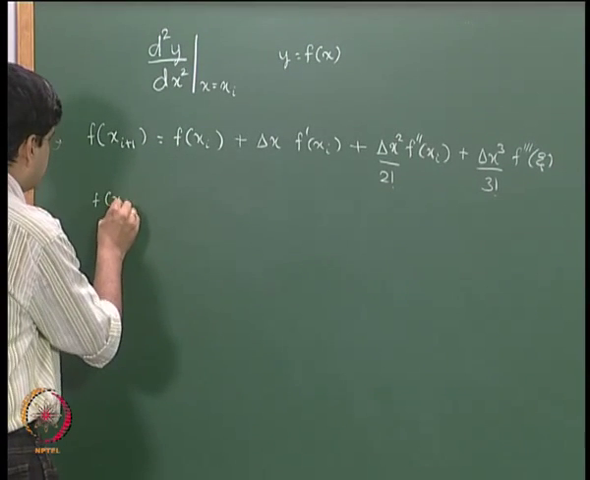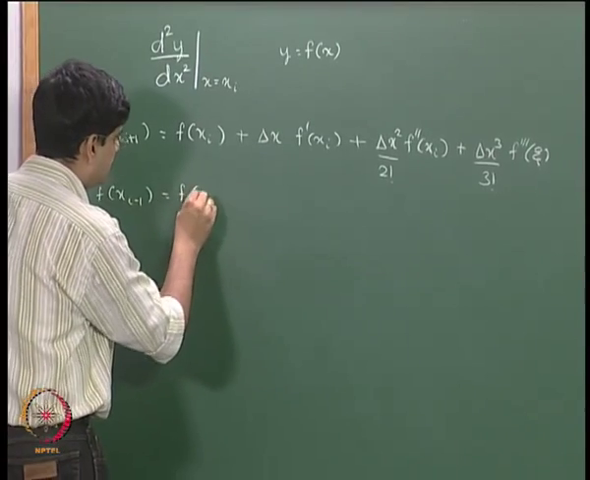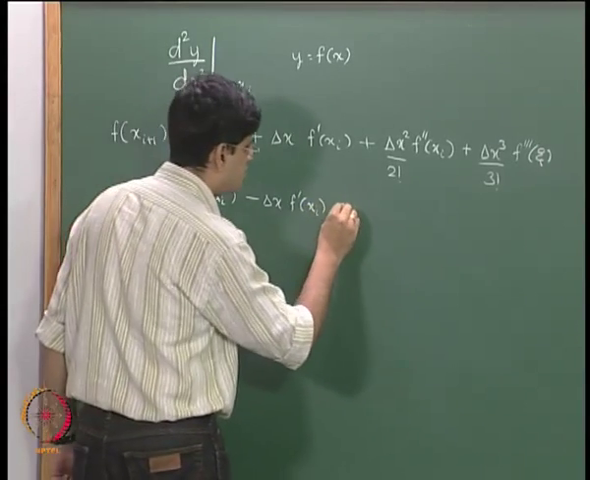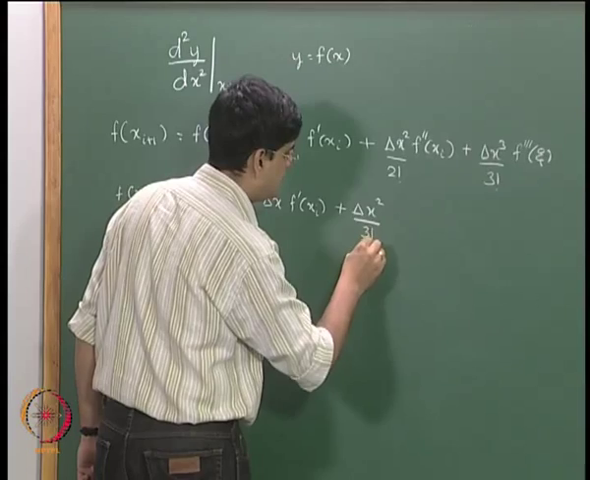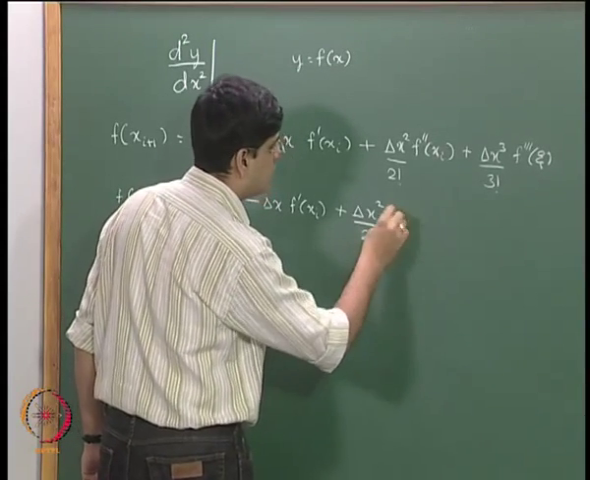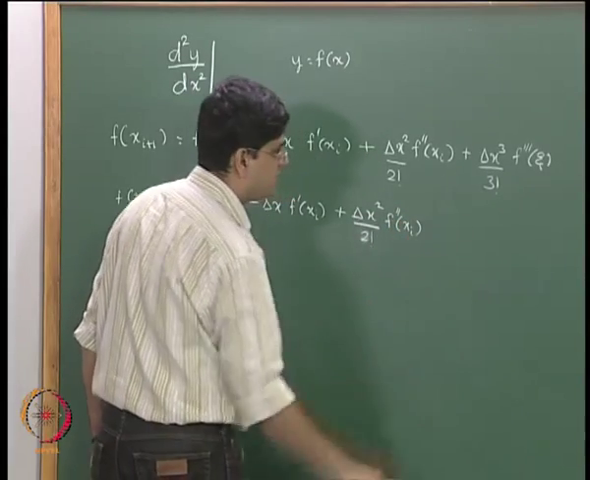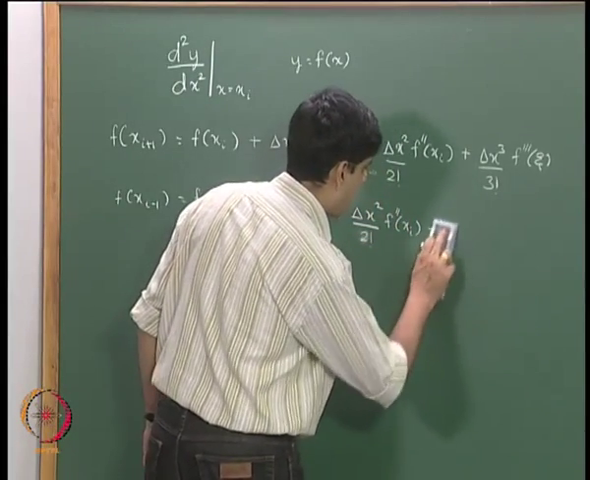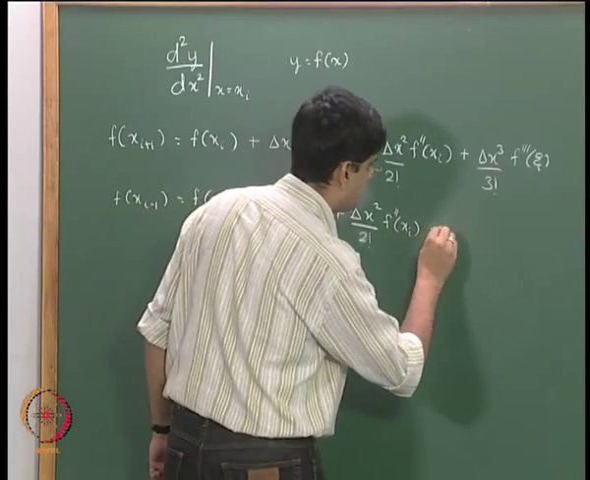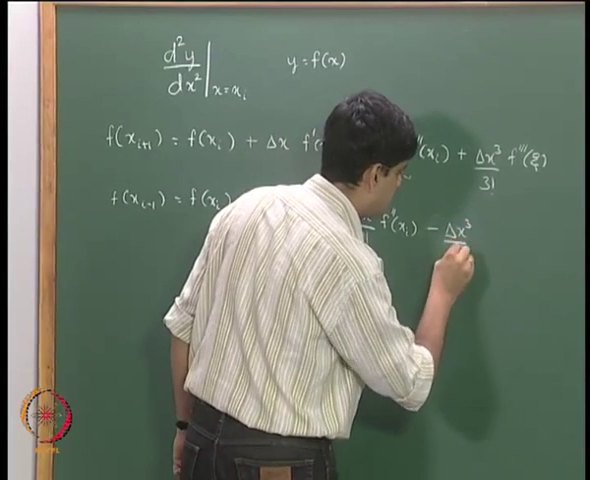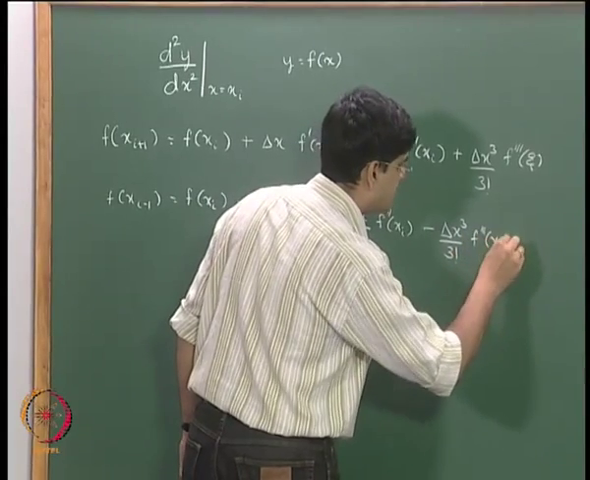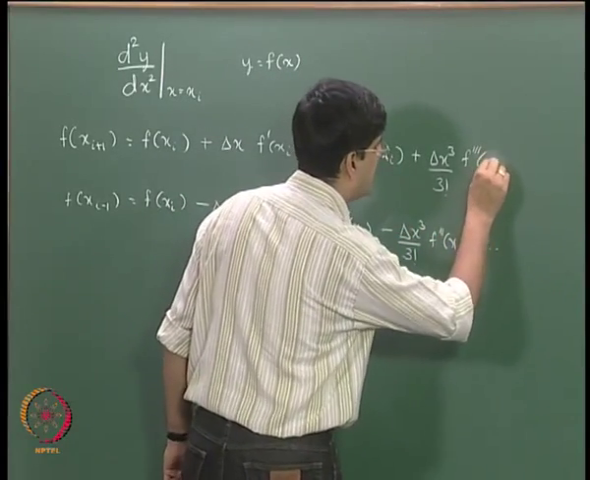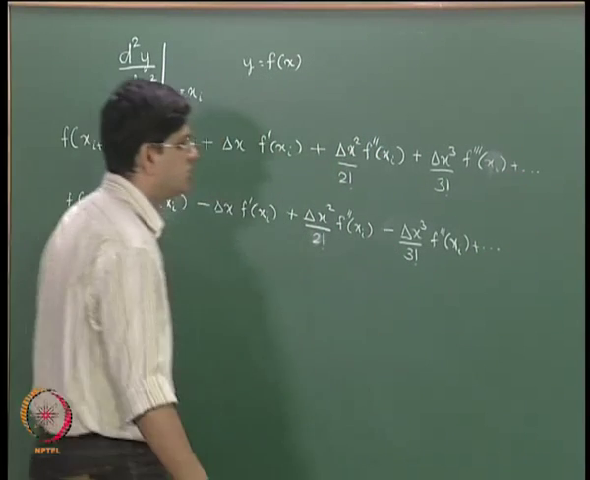Likewise we will expand f of xi minus 1, and that is going to be f of xi minus delta x times f dash of xi plus delta x squared by 2 factorial f double dash of xi minus delta x cube by 3 factorial f triple dash of xi plus dot dot dot.